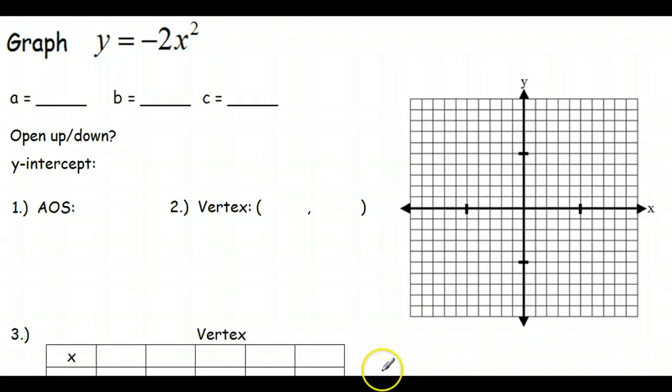Alright, last example. Go ahead and try this example on your own. When you're finished, check it with Mrs. Wilkin or Mrs. Stahl, and then you can move on to your homework.